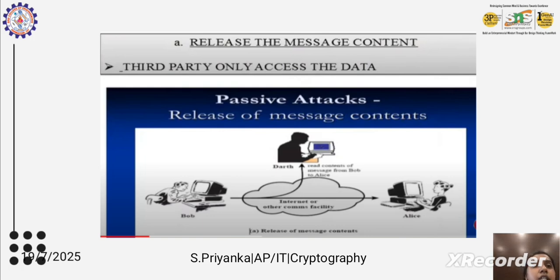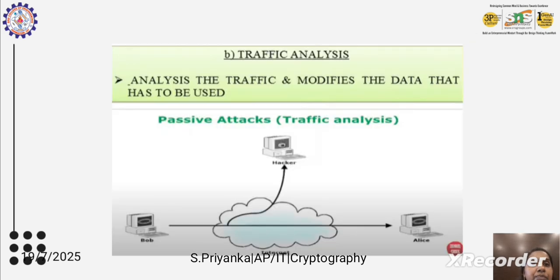Here a third party accesses the data. Let us see Bob and Alice, who are sending data. Bob is sending a message to Alice through the internet, and a hacker is in the middle. He is reading the content of the message sent from Bob to Alice, so he can read the message, but he can't modify it since it is a passive attack.